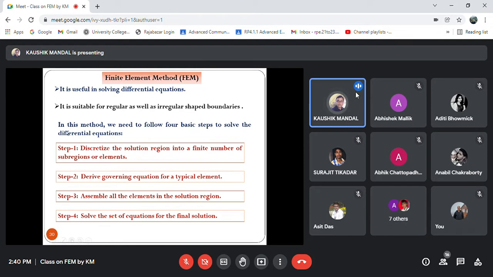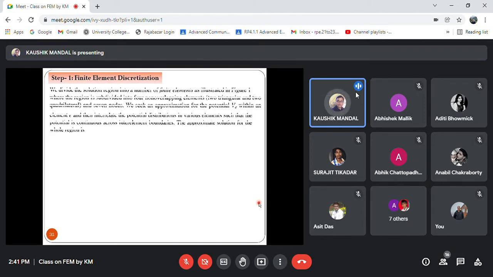So in step 2, we derive the governing equation for a particular element, so for each and every element we get some governing equations. Then we assemble all the elements within the solution region, and in step 3 we get a set of equations. In the final step, step 4, we solve that set of equations for the final solution. With this basic discussion, we will discuss the finite element method in detail by considering an example.